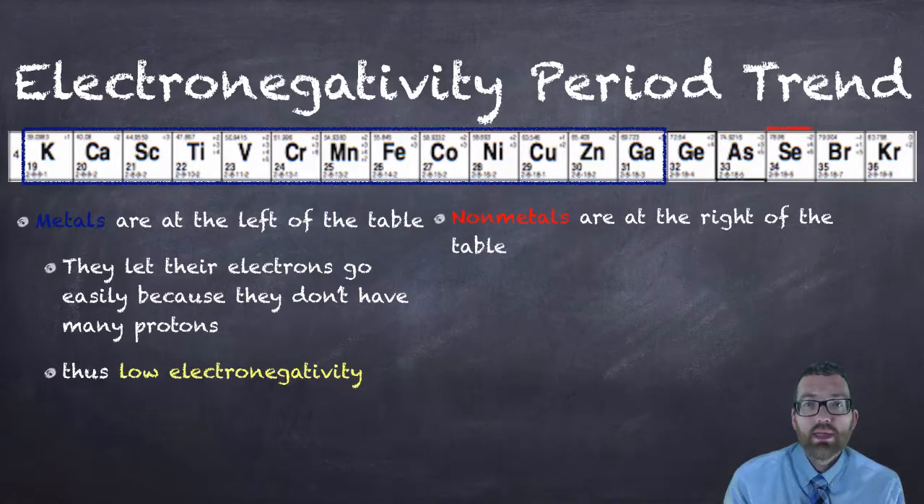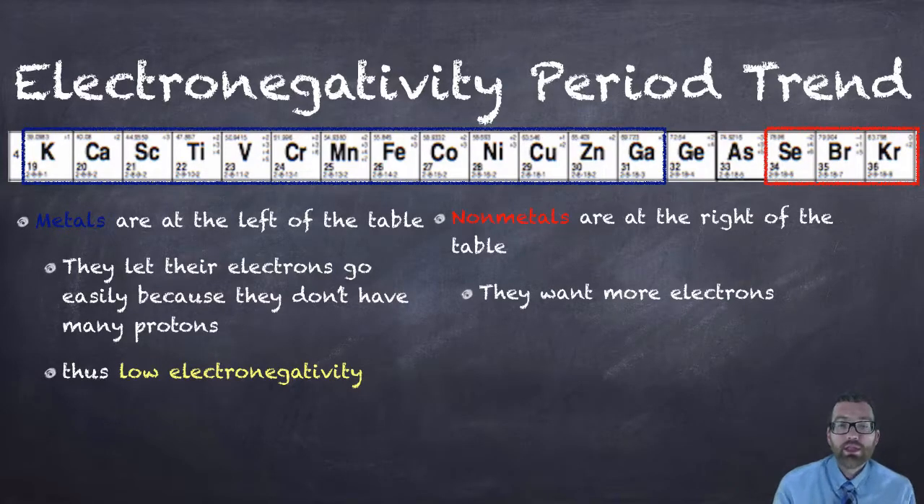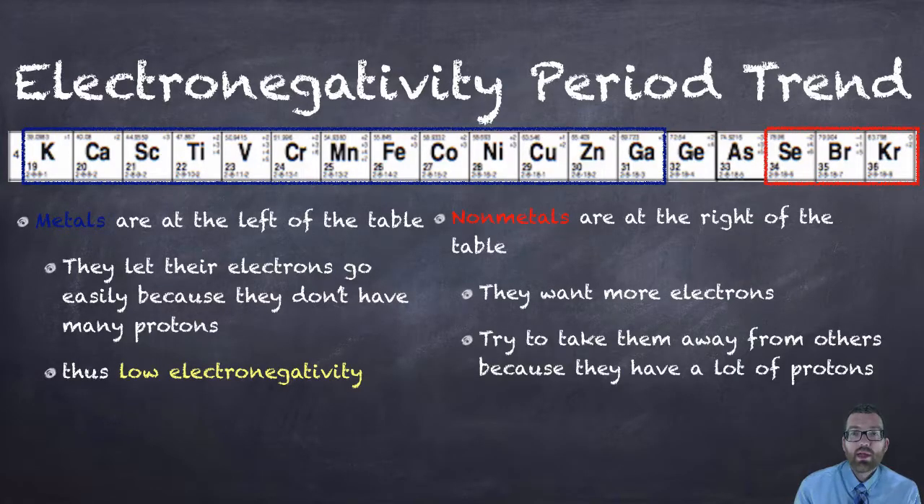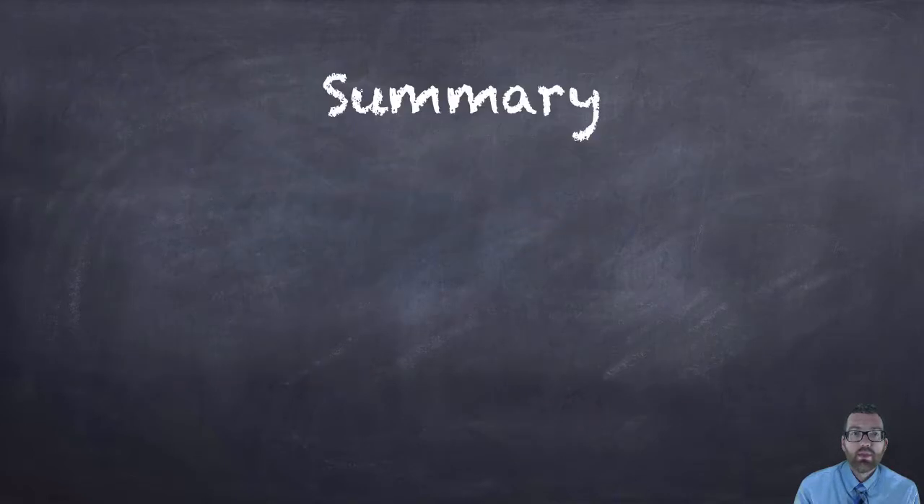Non-metals are on the right-hand side of the staircase, so I outline them in red here, and they want more electrons. Their valence shells are almost full, and they have a lot of protons, so they can take them away from others and put them into their valence shell, so they'll become stable like noble gases. So non-metals on the right have high electronegativity.